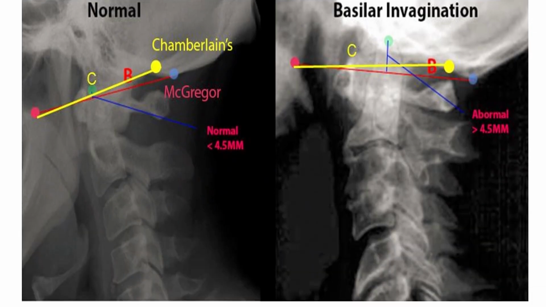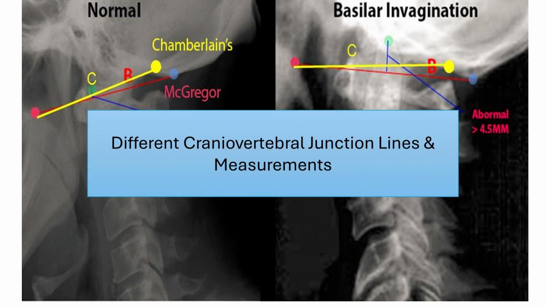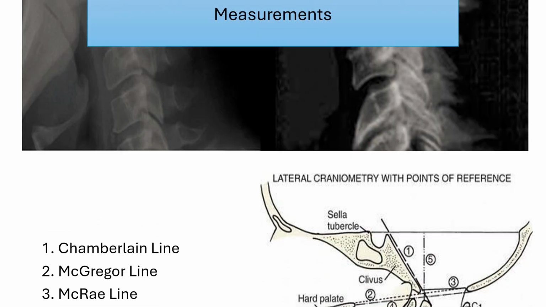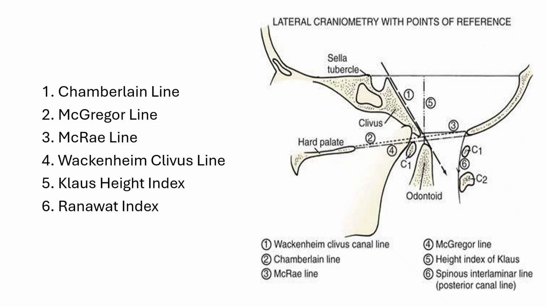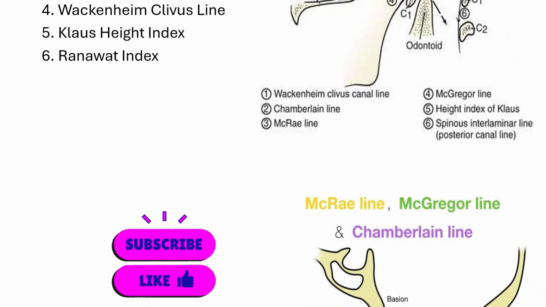To diagnose basilar invagination, we must know the different craniovertebral junction lines and their measurements. So let's know one by one in detail. These are the different craniovertebral junction lines: Chamberlain line, McGregor line, McRae line, Wackenheim clivus line, Clark's height index, and Ranawat index. Let's know these lines one by one.